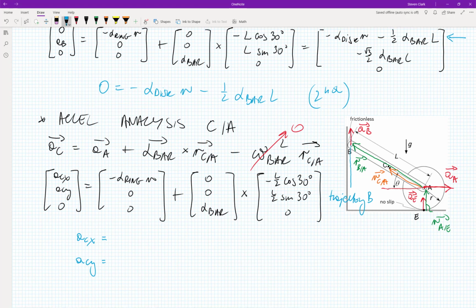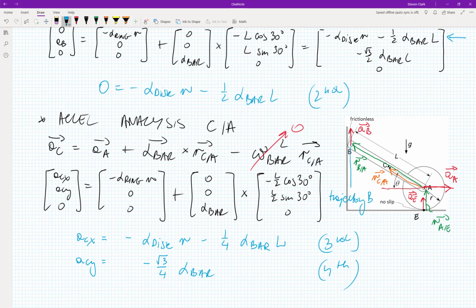So ACX will be minus alpha disk R minus quarter alpha bar L, and ACY will be minus square root of 3 divided by 4 alpha bar. And this is our third equation and fourth equation. And believe me or not, we just completed this set of 10 equations and 10 unknowns.